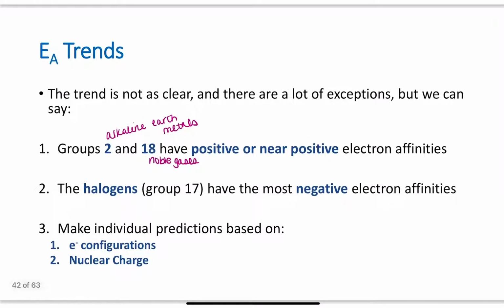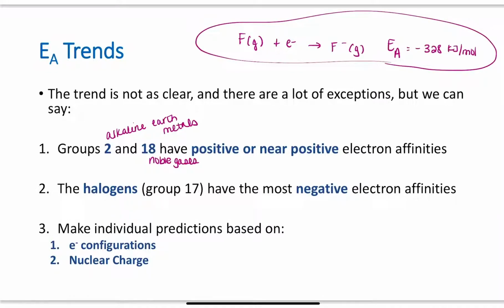Just because I know I forgot to write this down on the previous slide, and I apologize. So I said, F gas plus an electron, giving you F minus gas. The electron affinity, we write this as an E sub A, is equal to negative 328 kilojoules per mole. So fluorine is willing to pay 328 kilojoules for every mole of electrons it gains to form fluoride ions from a fluorine atom.